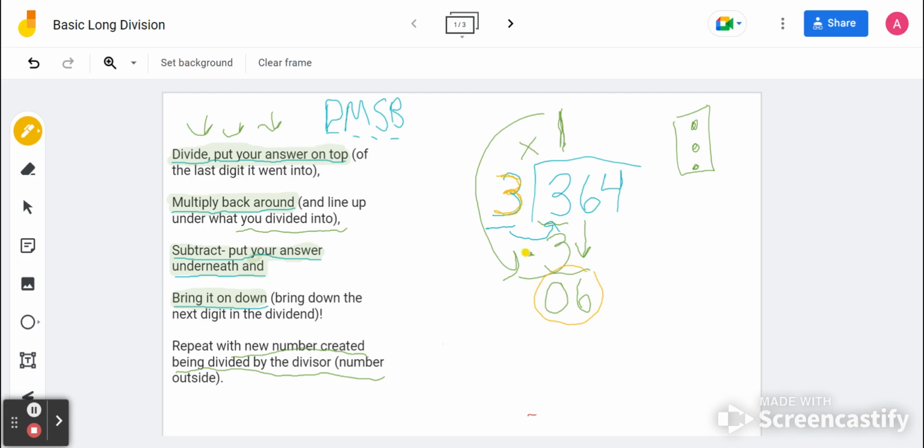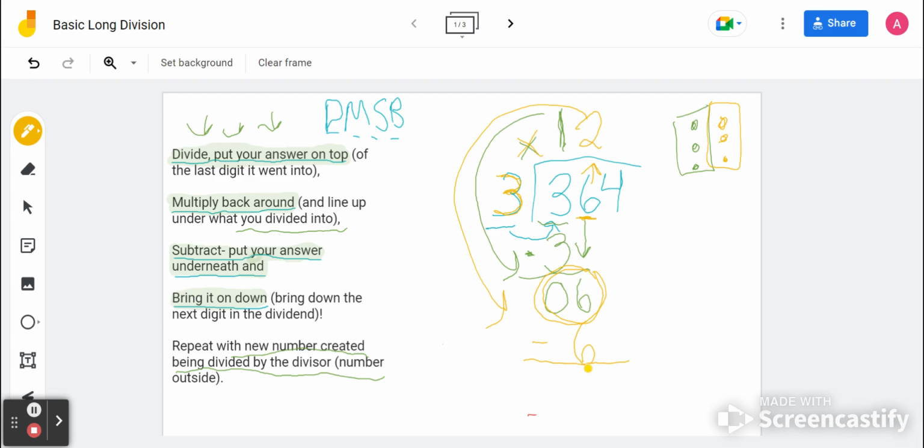So I'm asking myself, well, how many 3s are in 6? Well, so now I have 6 dots. How many 3s is that? It's 2. Okay. So divide our new number created by the outside number. Put your answer on top. Multiply back around. Since I'm going into 6, I need to put the 2 above it. 2 threes is 6. We're going to line it up properly, all in a row. Subtract, put your answer underneath, and bring it on down.